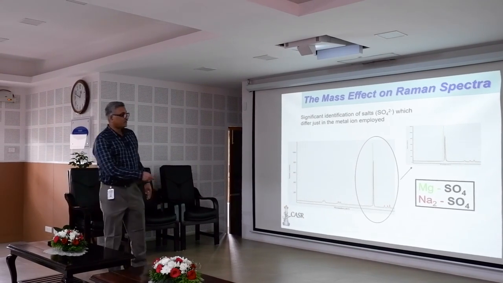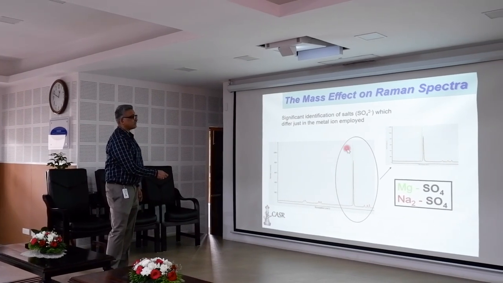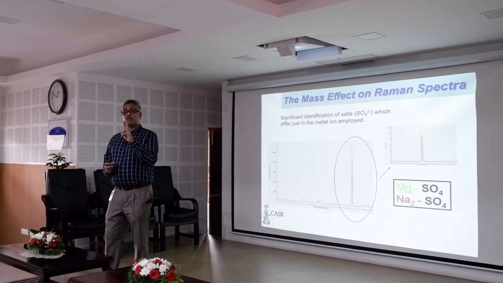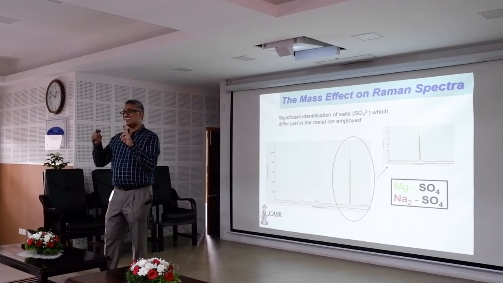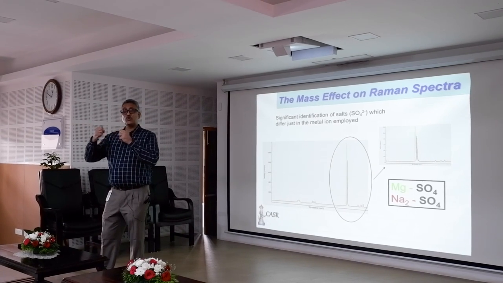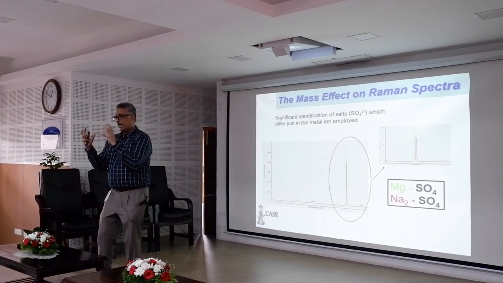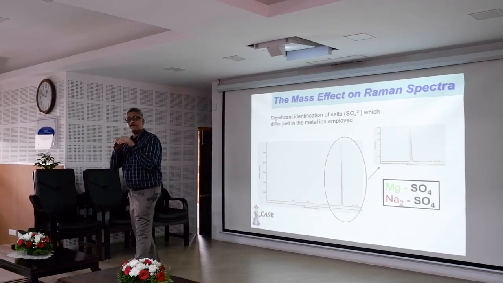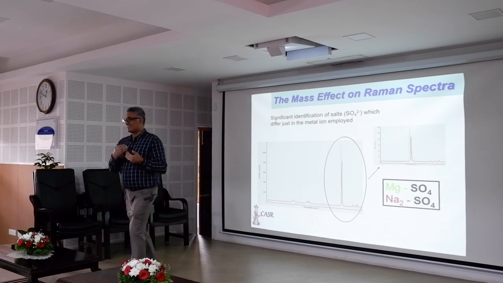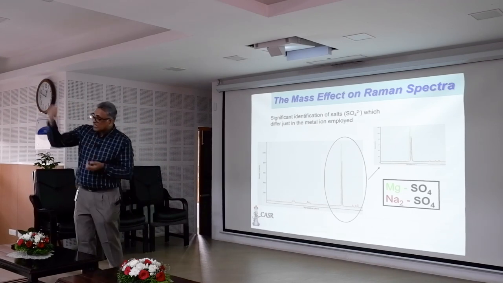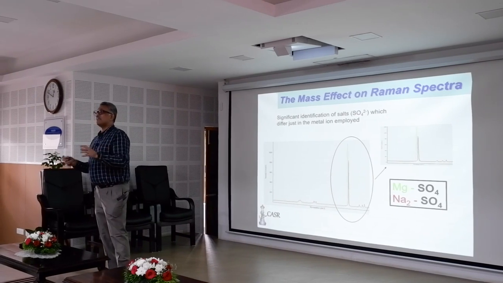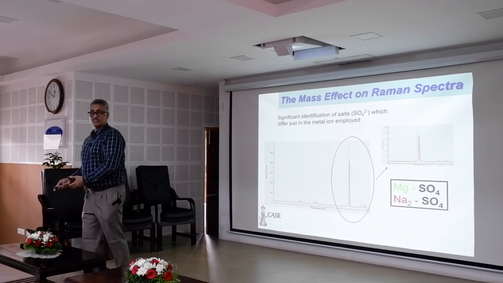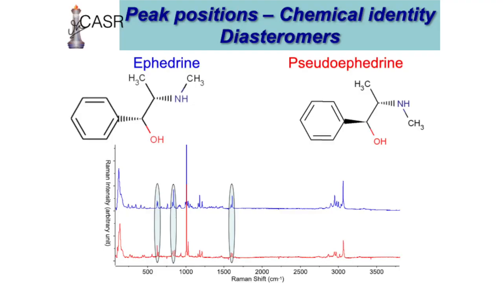Sulfate is the same. But the moment I have magnesium, it is shifted to lower energy. Why? Because magnesium has 2 plus charge. SO4 has 2 minus. So this is Coulomb. Right? I am having a vibration and I am putting a charge and pulling it. What will it do? It will damp. So it will shift to the lower end. Right? It is like a heavy weight on it. So it will actually reduce. I can easily say, without taking out the sample, whether it is magnesium sulfate or sodium sulfate. Right?